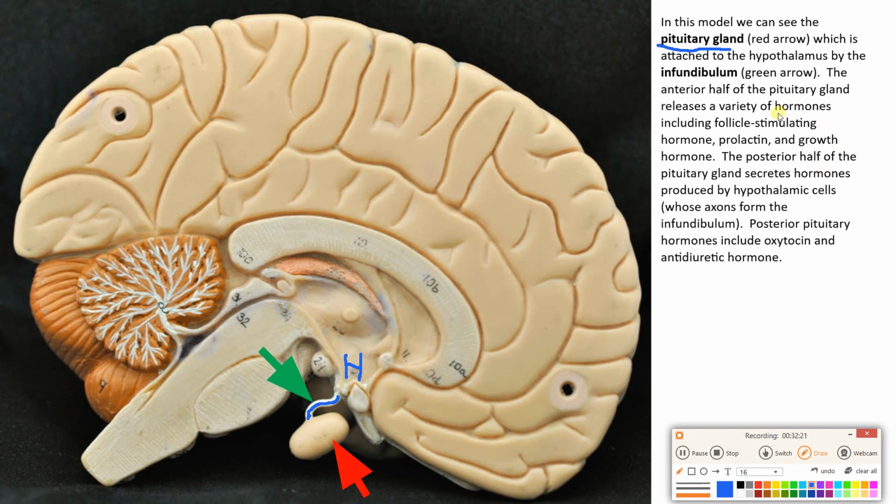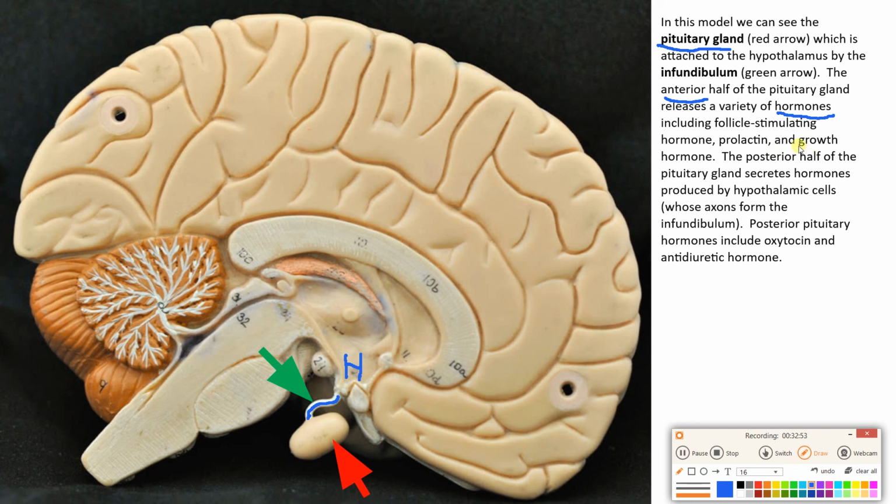The front half of it is going to secrete hormones such as follicle stimulating hormone, which is going to be involved in ovarian function in females, as well as testicular function in males. It also releases something called prolactin, which is very important, as its name suggests, for milk production, as well as growth hormone, which we met when we were talking about bones.